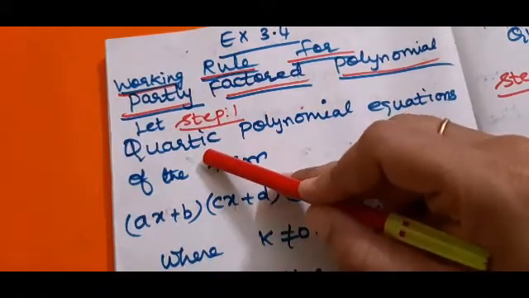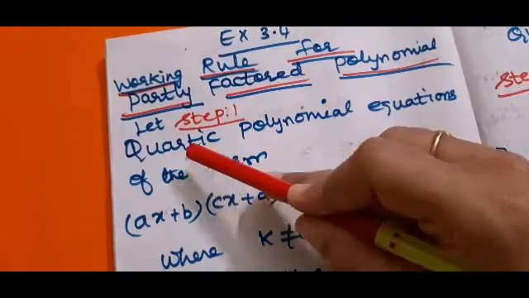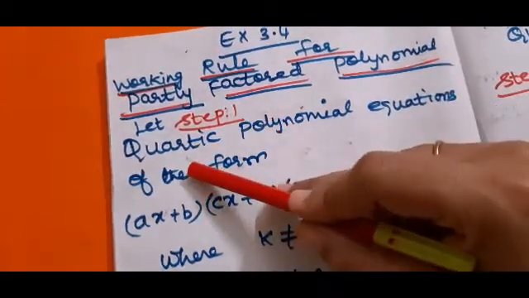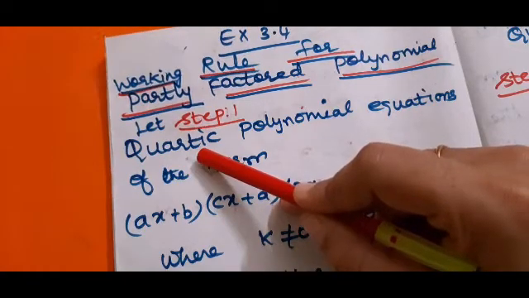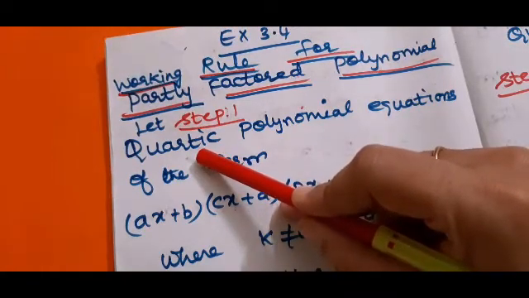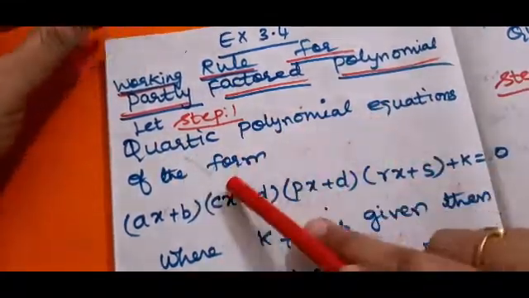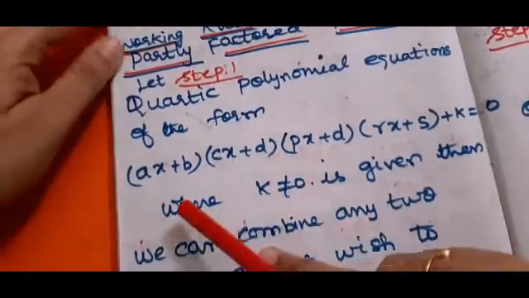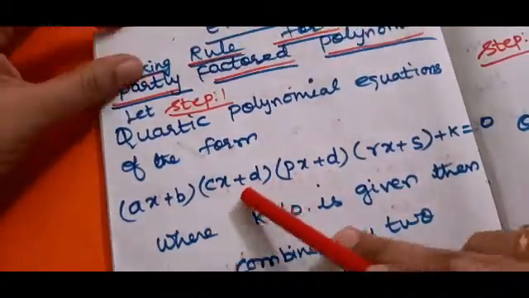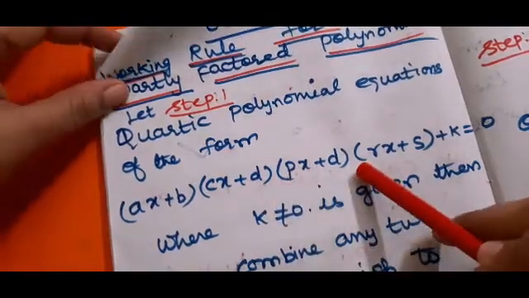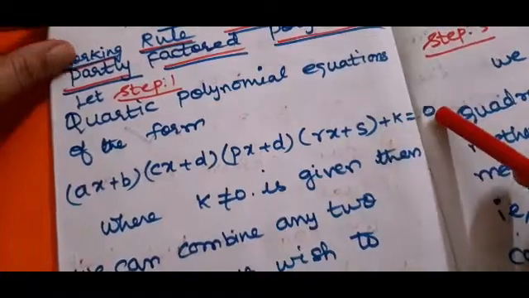Quartic means 4. So if the degree is 4, that polynomial is known as a quartic polynomial. Quadratic means degree 2. Quartic means degree 4. So let the quartic polynomial equation be of the form (ax + b)(cx + d)(px + q)(rx + s) + k = 0.